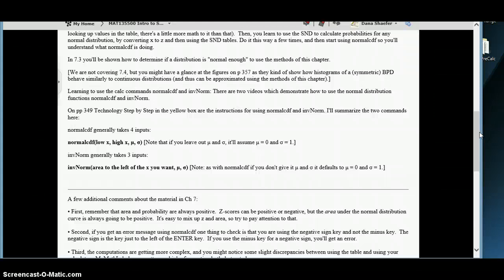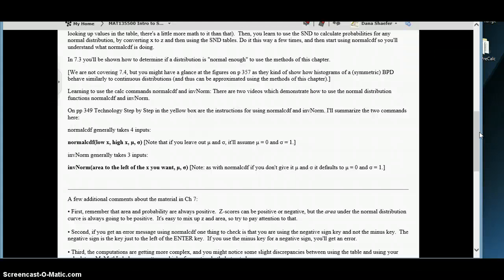Then the main thing that you want to pick up in the section is using your calculator. So we're going to be using normal CDF. And there's a technology step-by-step in the book. I put the little recap in this document where you're going to take the low value of x, the high value of x, your mu and your sigma.